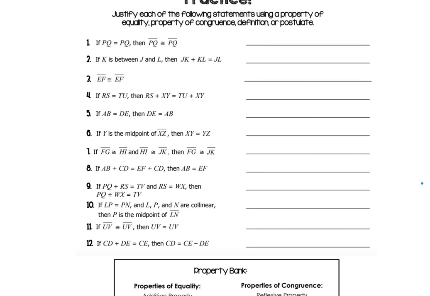So we're saying here, if the length of PQ equals the length of PQ, then PQ is congruent to PQ, okay? This is what we call the definition of congruence, okay? If two things have the same length, then they are congruent, okay? And that's down there in your definitions in the bank. That's how it's used. If two things have the same length, then they are congruent.